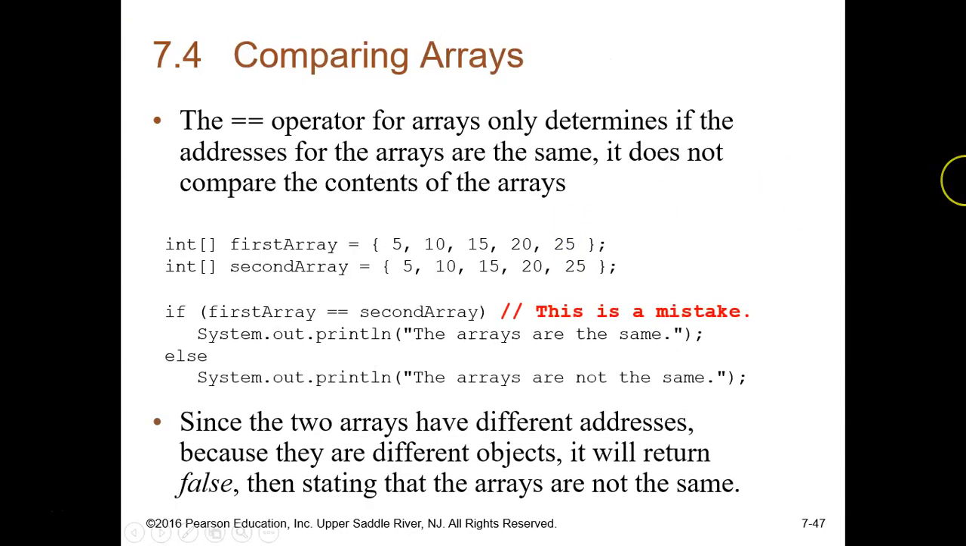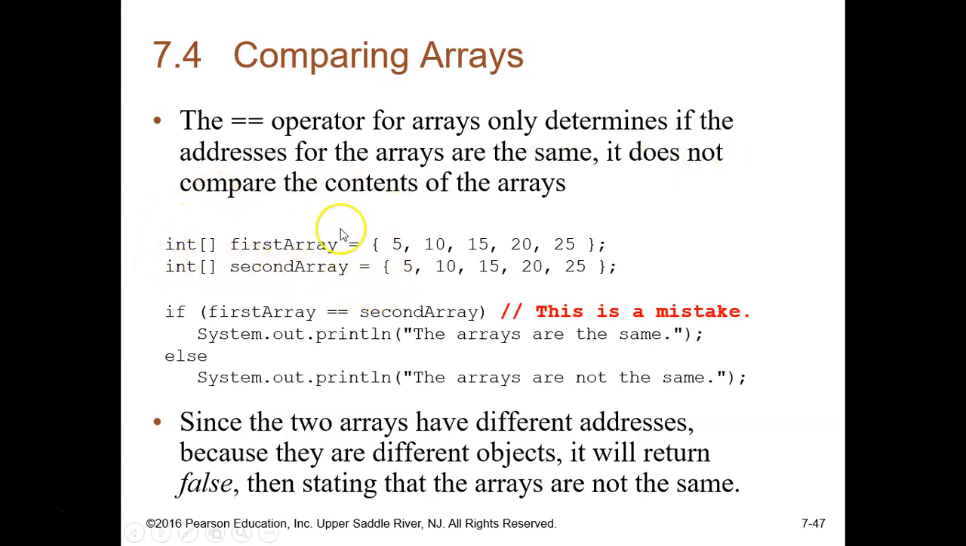Alright, comparing arrays. Now, just like when we said we determine if arrays are equal or copy arrays, we can't just set them equal to each other. We can't compare arrays simply by using the double equal sign, meaning is equal to. So the is equal to operator for arrays only determines if the addresses for the arrays are the same. It does not compare the contents of the array.